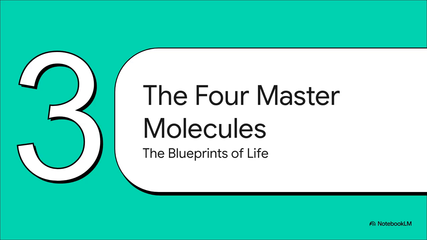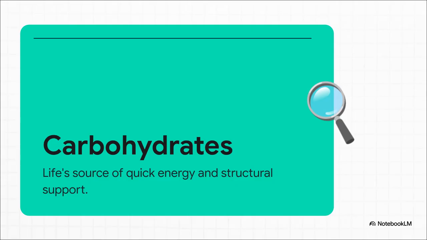Okay, so we've got our carbon backbone and our 2 rules of assembly. With just those tools, life builds 4 major classes of giant molecules. These are the absolute pillars of biology. First up, we have carbohydrates. You probably just call them carbs. These are all your sugars and starches, and they are the number 1 go-to source for quick, easy-to-access energy. They also play a really big role in structural support.